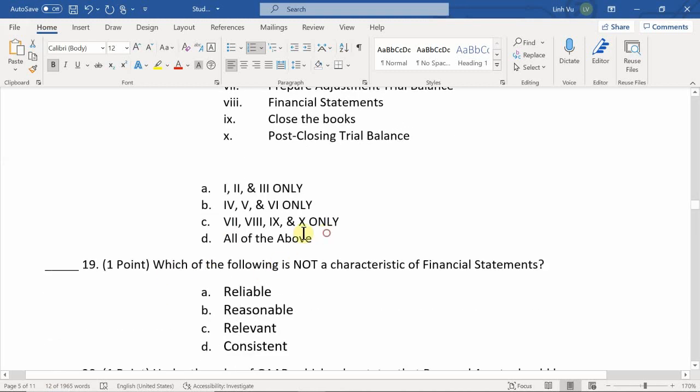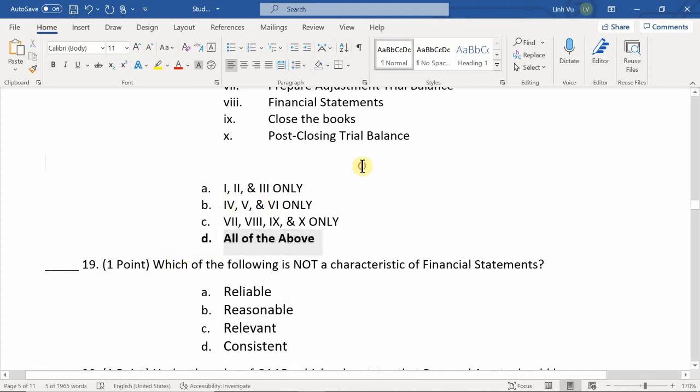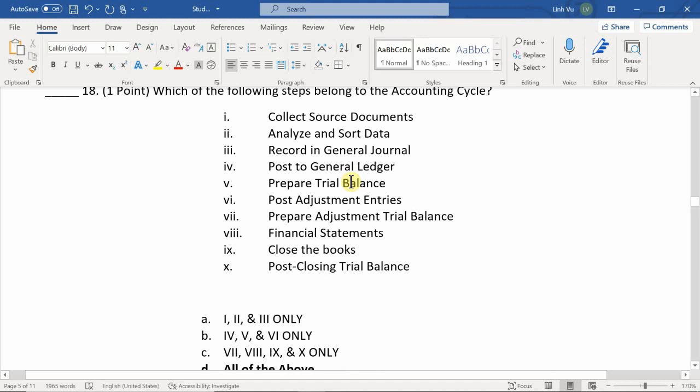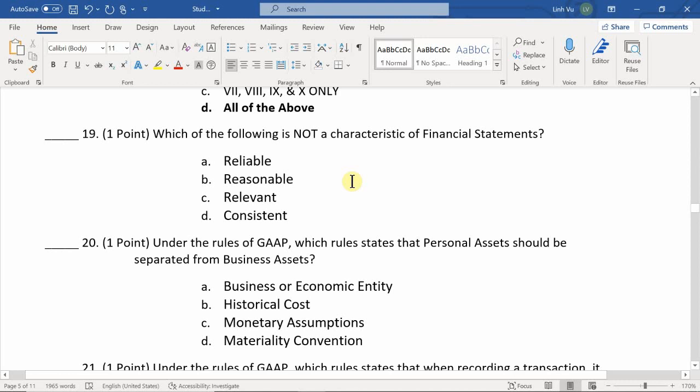Now, of course, the exam is not going to be this easy, okay? I'm going to give you a series of scenarios. For example, I could say source document, general journal, analyze, and post closing, right? I can have that order on there. Okay? Good. All right, question number 19 says, which of the following is not a characteristic of financial statements?